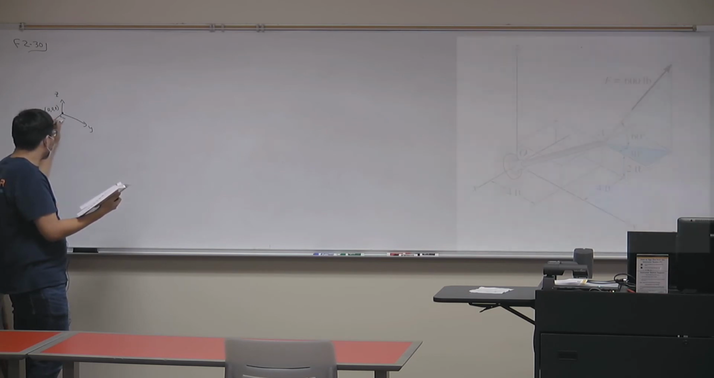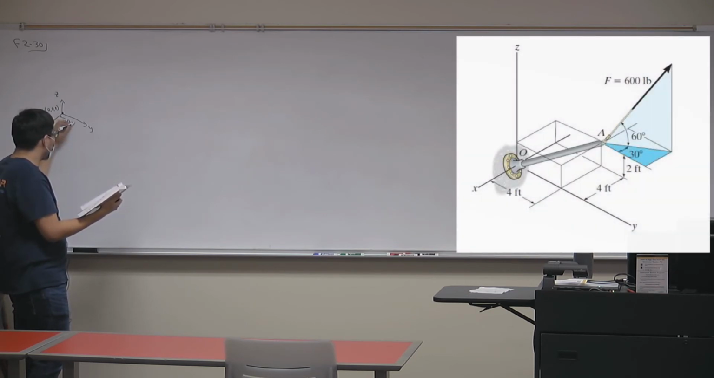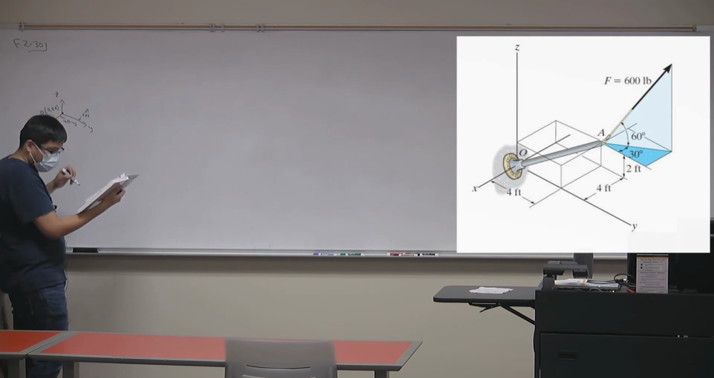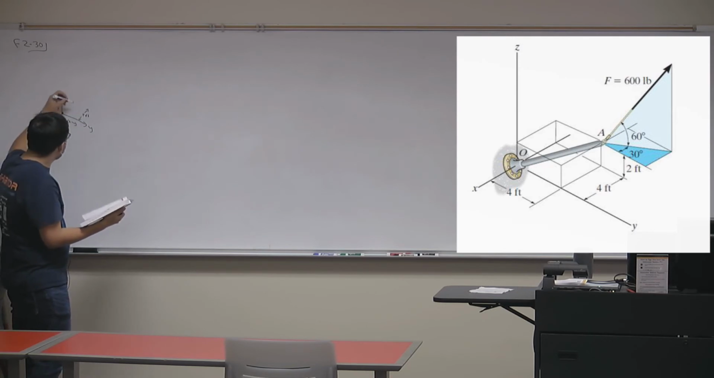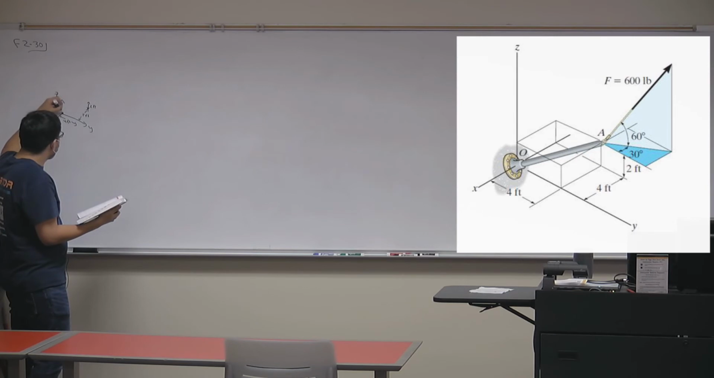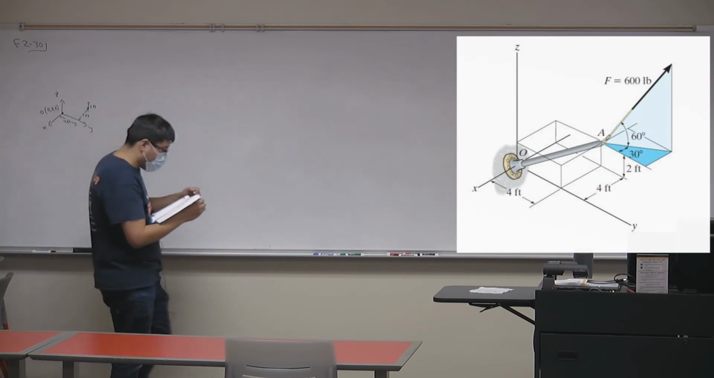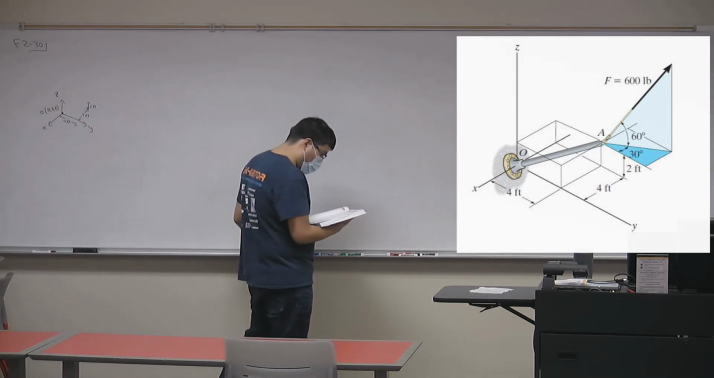Let's see, 4 feet. Again, you're going to want to look at this in your book. About 4 feet. And then 2 feet from the z-axis. Okay. So here is my pole.